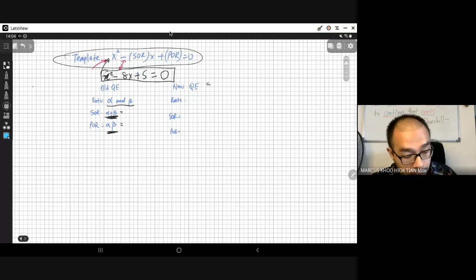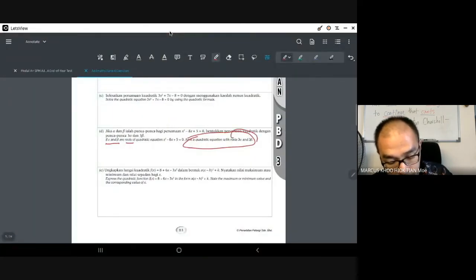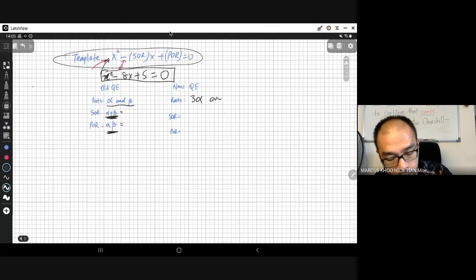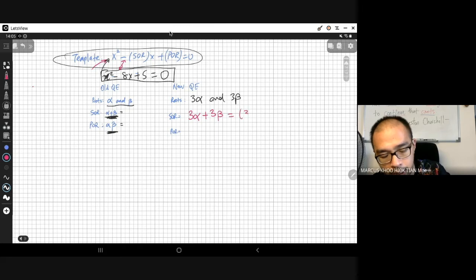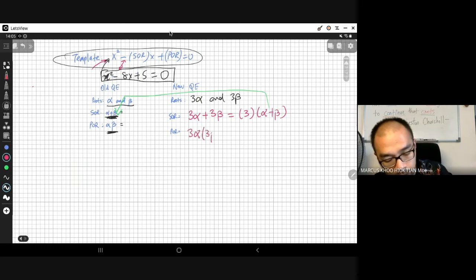Now, my new quadratic equation is what I want to find. But they tell us in the question what the roots are. The roots are 3 alpha and 3 beta. So what is my sum of the roots? My sum of the roots is 3 alpha plus 3 beta. I factorise out the 3, times alpha plus beta, which I can get the answer for from here. The product of the roots is 3 alpha times 3 beta, which equals 9 alpha beta. And I can get the value of alpha beta from here.